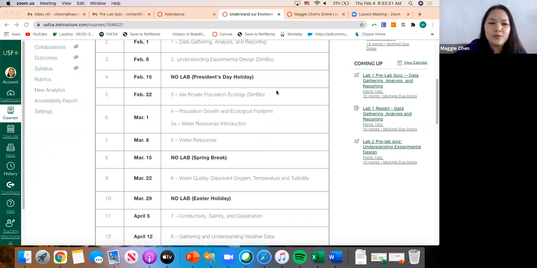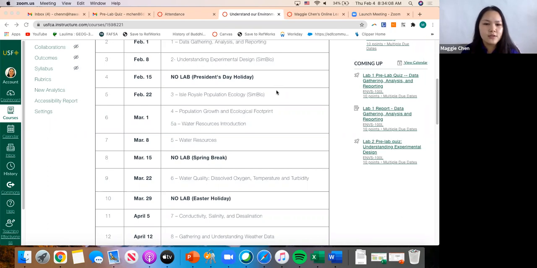Then the week of February 22, we're going over Lab 3, again using SymBio, that same computer program, and our experiment is on Isle Royale population ecology. So we're looking at different populations, like the predator-prey relationship, how they affect each other, and how different resources and the amount of resources would affect different populations. For the week of March 1, we're going over Lab 4, which is a nice transition into population growth and the ecological footprint, looking at our own ecological footprint.